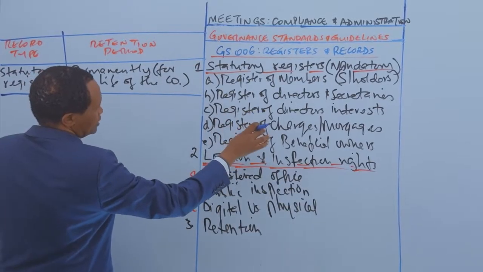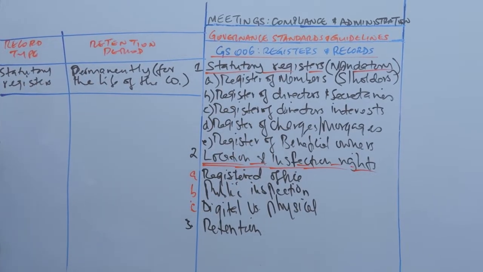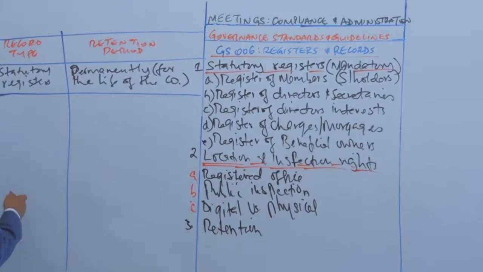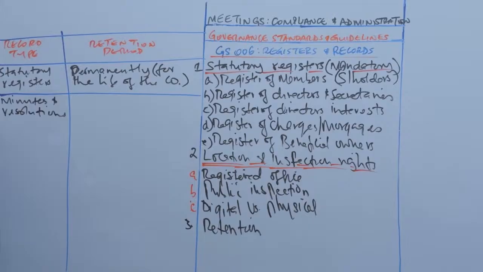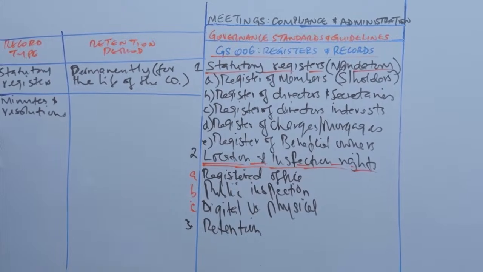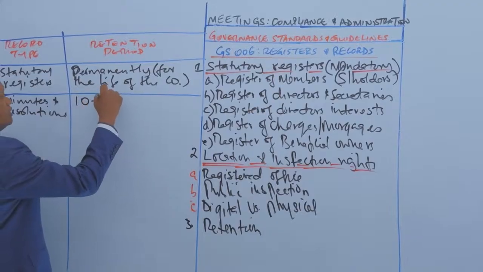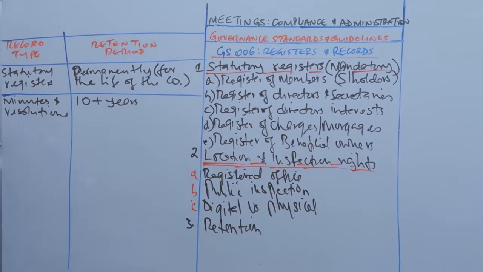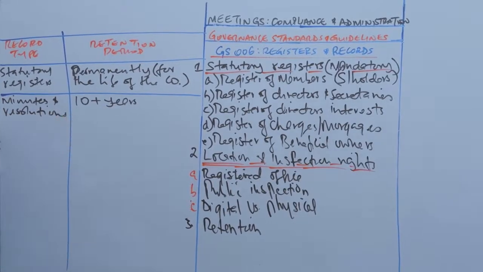Register of members, register of directors, register of the directors' interests, register of charges, register of beneficial owners. Permanently retained. Then we have minutes and resolutions. Minutes and resolutions are often permanently stored, but at least 10 plus years: 10 years, 11 years, or permanently. That means they are not stored for less than 10 years.